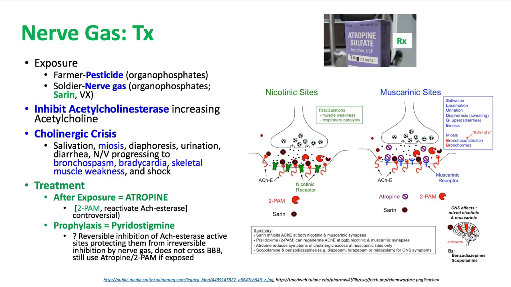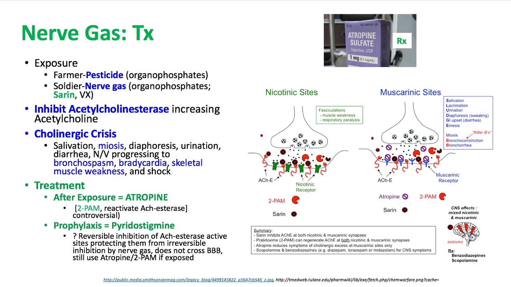If you build up acetylcholine, it can act at muscarinic sites, shown on the bottom right graphic, and result in things like the SLUDGE syndrome of salivation, lacrimation, urination, diaphoresis, GI upset, and emesis. And the pupils are small, and you have major bronchoconstriction and bradycardia. They can act at nicotinic sites, raising acetylcholine levels there and causing fasciculations, kind of like succinylcholine does, and eventually muscle weakness and respiratory paralysis.